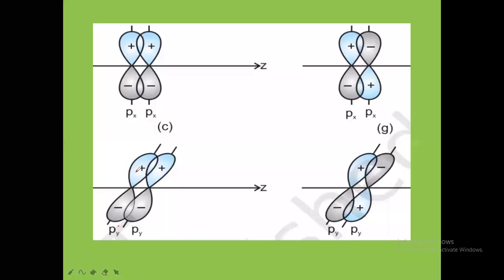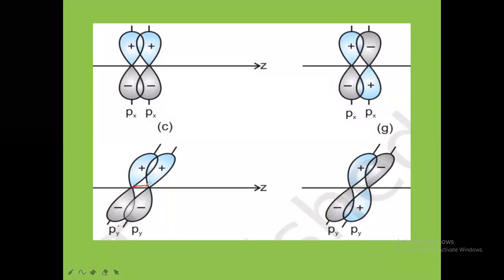So here between this py and py, which type of bond is possible? Pi bond is possible because of lateral or sidewise overlapping. Now here positive lobe versus positive lobe, so it is positive overlap. So this positive overlap between py and py orbitals will form what? Pi bond. Between p and p, pi bond.